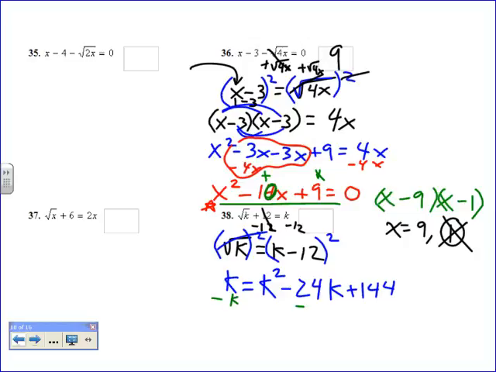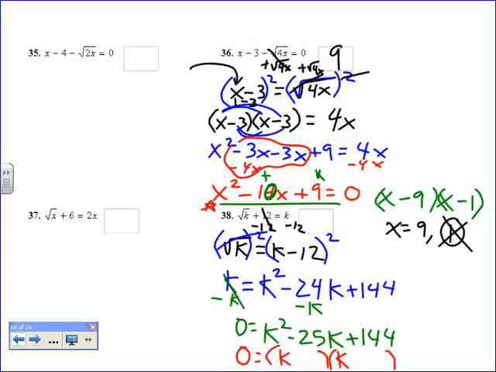Then I need to subtract the k from here and from here. So I get negative 25k plus 144. What I'm trying to figure out now is what two things multiply to make k squared? Well, k times k makes k squared. And then a little more challenging is what two numbers multiply to make 144 but add up to negative 25? And I'm almost certain it is negative 16 and negative 9.